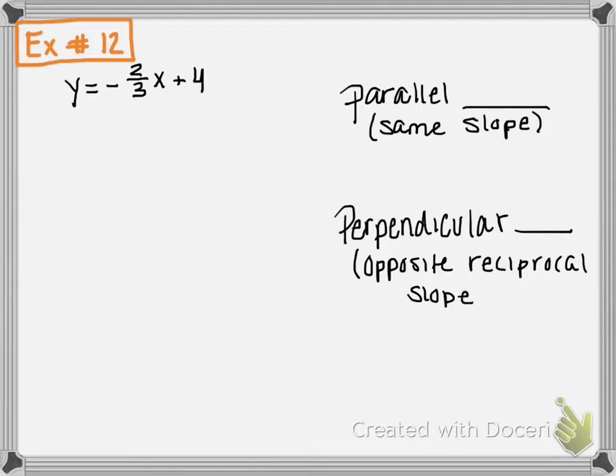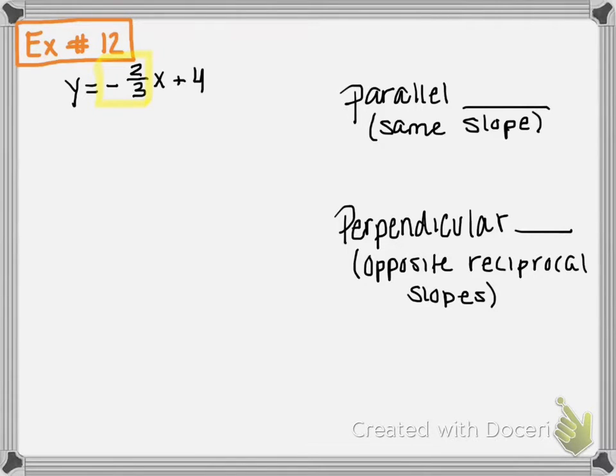And when we talk about opposite reciprocal, opposite meaning if it's positive, we're going to make it negative. If it's negative, we're going to make it positive. And reciprocal just means that we are going to flip that fraction. So let's take a look at this first one. This equation is already in slope-intercept form. So the number that we're really focused on here is that negative 2 over 3.